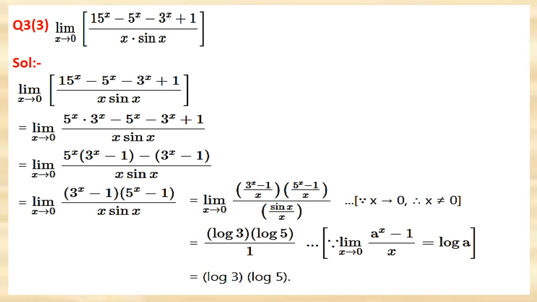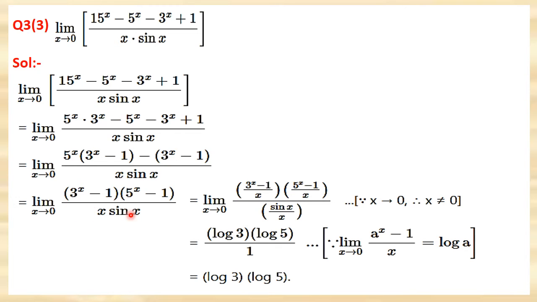Question number 3, third one. Limit x tends to 0, (15 raised to x minus 5 raised to x minus 3 raised to x plus 1) upon x into sin x. So here we rewrite these terms as 5 raised to x into 3 raised to x, minus 5 raised to x, minus 3 raised to x plus 1 upon x into sin x, and collect the terms containing 5 raised to x together and take 5 raised to x outside as common. Similarly, the terms containing 3 raised to x and minus 1 taken together.